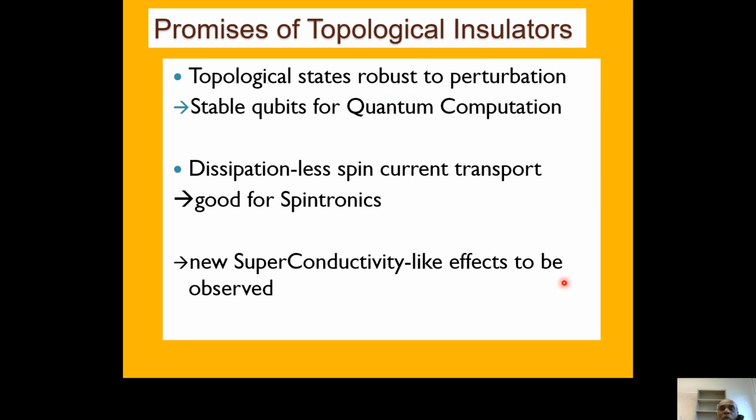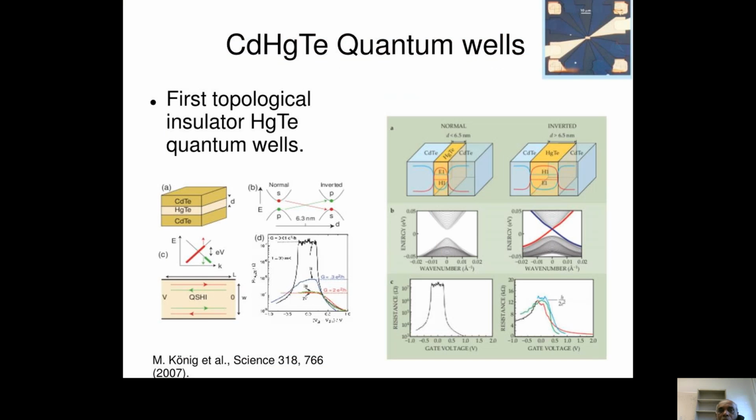Also, since these are mostly due to the spin current, right? So not due to the electron current, they have very low dissipation. That means these are good for spintronics. Also people have found these topological states can lead to new superconductivity, some new mechanism of superconductivity. So they have a lot of promise.